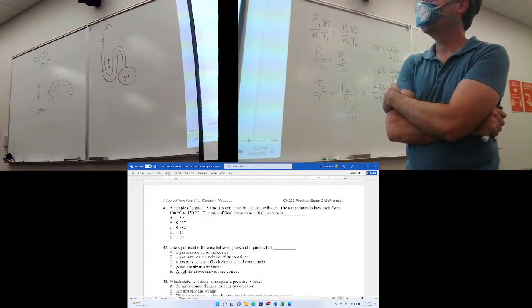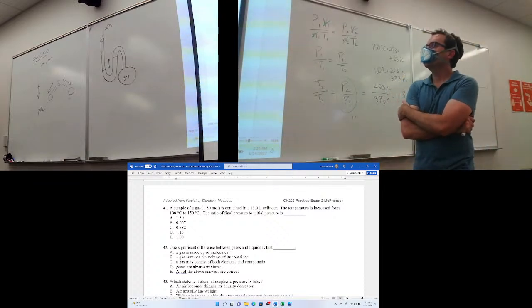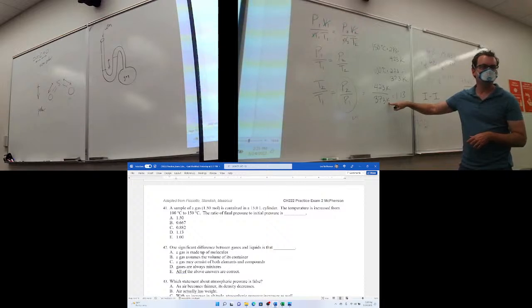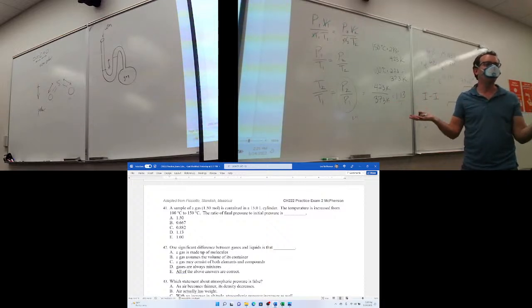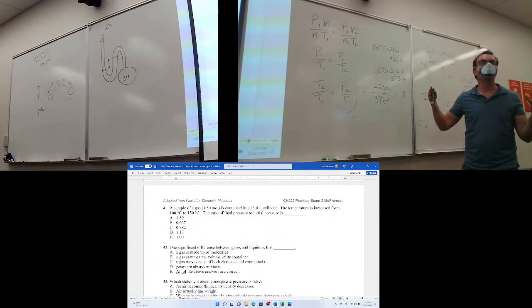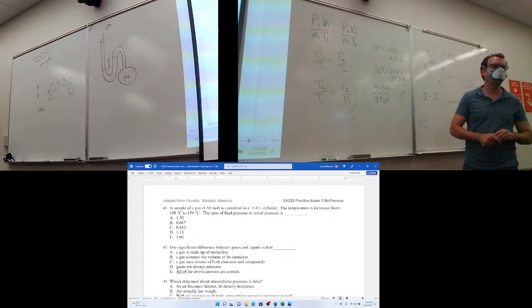There's no unit with that, or would that be Kelvin? No, there's no unit because the kelvins cancel out. And so it's just a ratio. So how much would it increase? It went from 1 to 1.13, so 1.13 times. That's how much it increased by. That's what the ratio tells you.